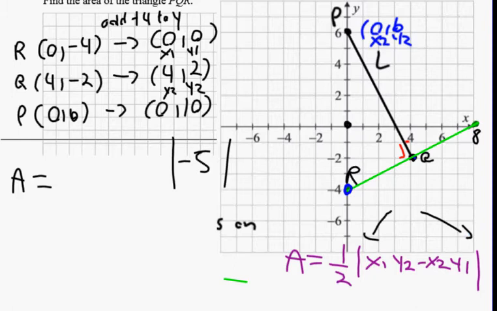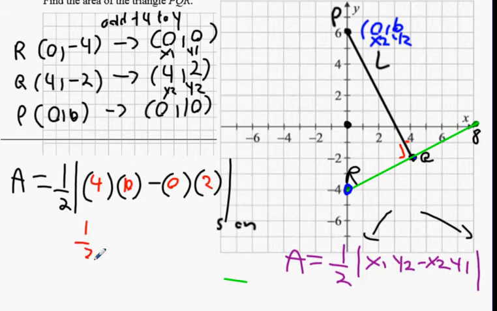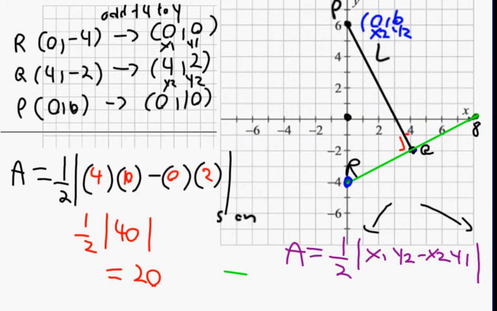Okay? So what we do is we get a half, and it's just a matter of filling in the numbers. So it's 4 times 10 minus 0 times 2. It's a half of 40. That equals 20. You did that using the length formula, didn't you? No, I did half base by height. But you got the same answer. Yeah, you used the length formula to get the length. Then you did a half base by height. I didn't use it. I used the area of a triangle formula. Okay. Moving on.